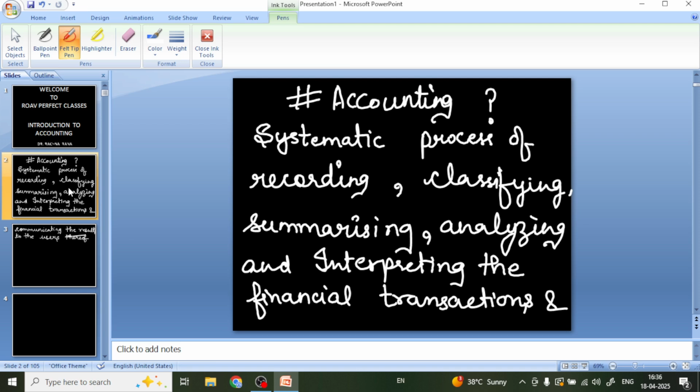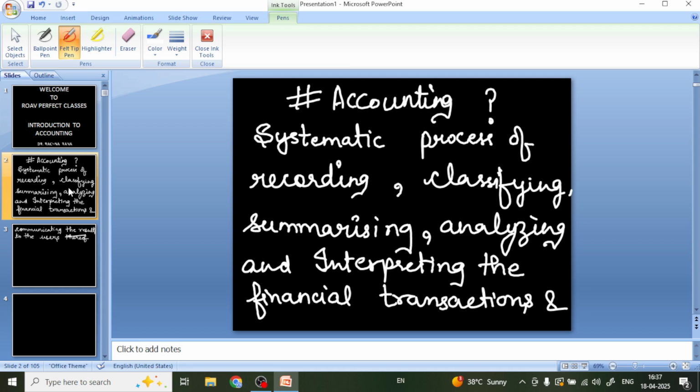Example, purchase of raw materials or goods, sale of finished goods by a firm. Second point, measuring identified transactions. Financial transactions and events are measured in terms of money. An event or transaction which cannot be measured in terms of money cannot be recorded in the books of account. For example, quality of management, appointment of a manager, these are not recorded in the books of accounts.